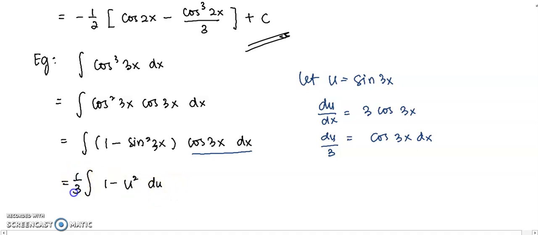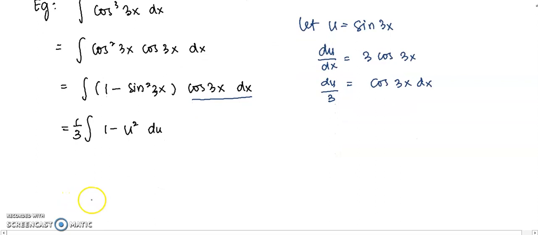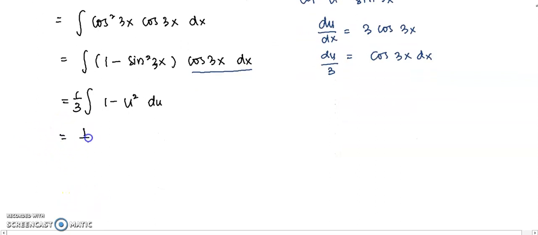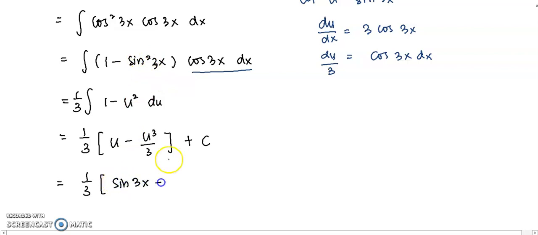Over 3, I'm not going to write it here. I will pull it out as our coefficient. Now you just integrate, write down the 1 over 3. Integrate 1 with respect to u, you have u. Integrate u square, you got u cubed over 3 plus c. Finally, your answer should be back in terms of x, that just now you have replaced u as your sine 3x, right? So now the u has to become sine 3x. And u cubed will become sine cubed 3x over 3 plus c.